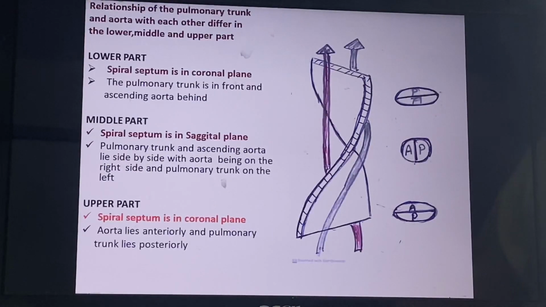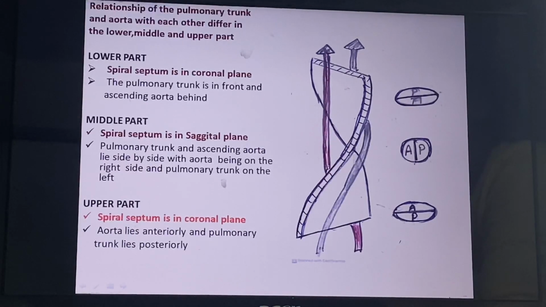Now, with the rotation of the spiral septum, the relationship of the pulmonary trunk and aorta with each other differs in the lower part, middle part, and upper part. In the lower part and in the upper part, the spiral septum is lying in the coronal plane. But in the middle portion, this spiral septum is lying in the sagittal plane.